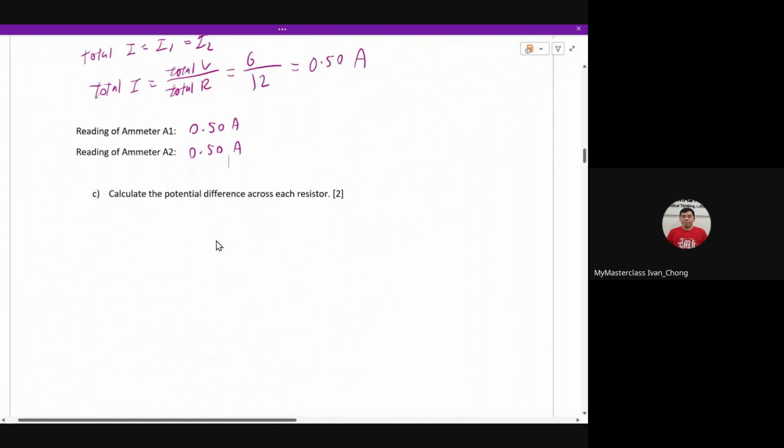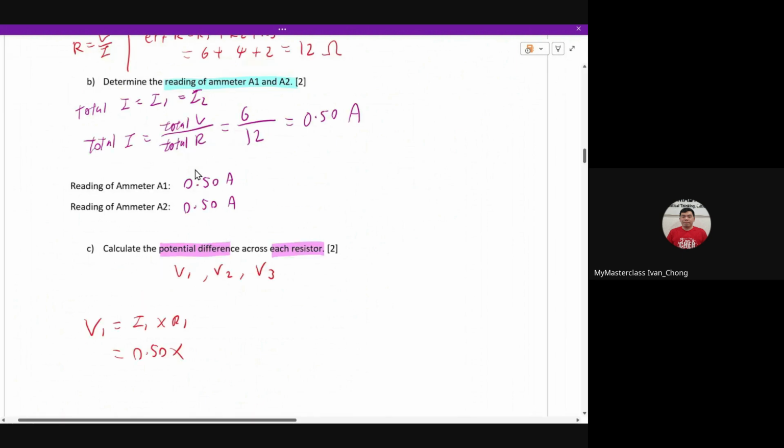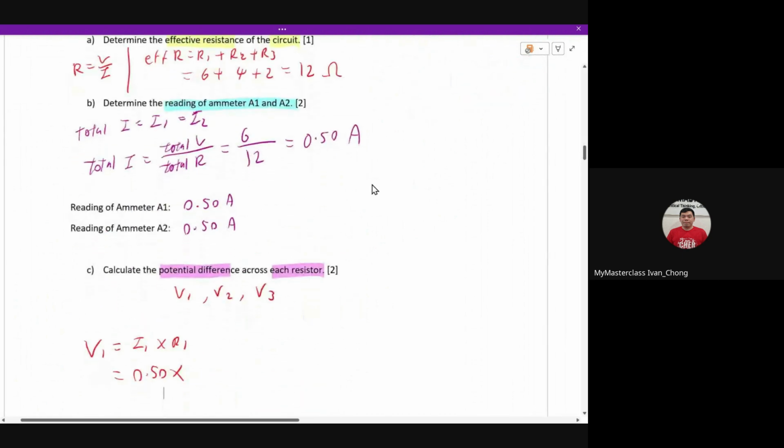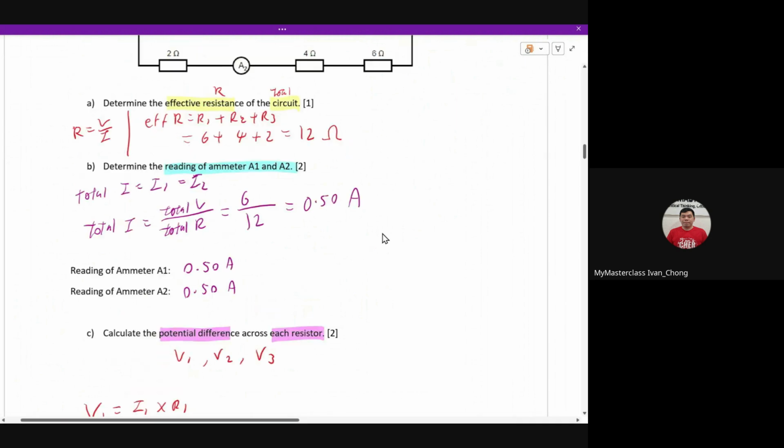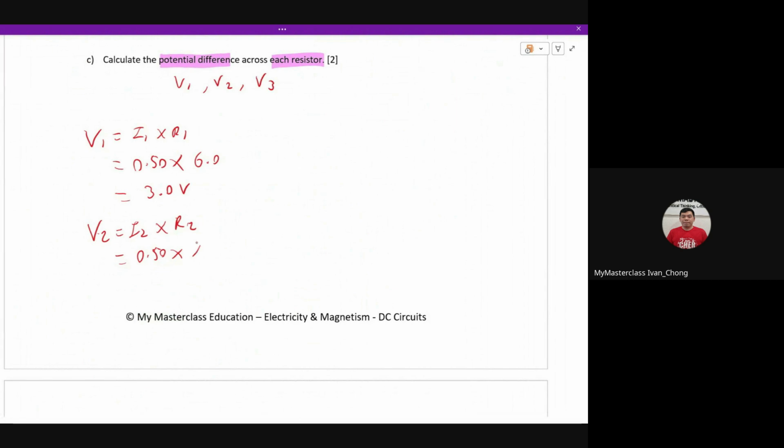Okay, next one. You want to find the potential difference across each resistor. So you want to find V1, V2, and V3. So first thing, V equals IR, right? So V1, I1, R1. Do you have V1? Yes, I have 0.50. Do you have R1? R1, let's say we use the 6 ohms, okay? So 6 ohms, you end up with 3 volts. So this is V1. What about V2? I2, R2. Same thing, 0.50. R2, 4.0, you end up with 2.0 volts.